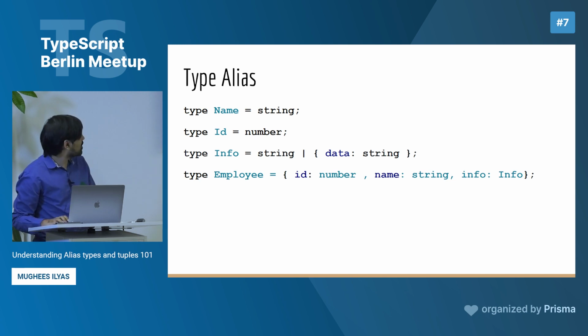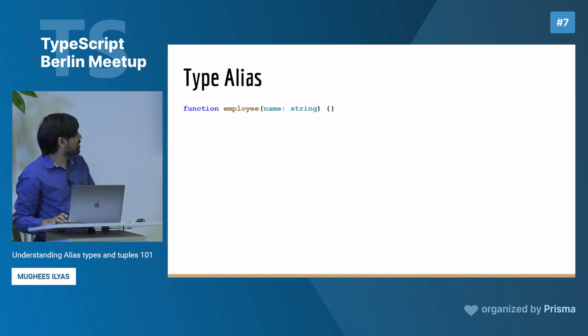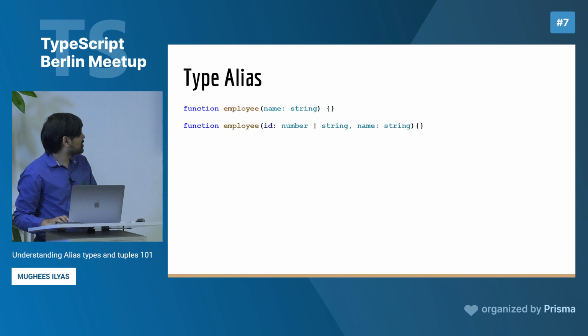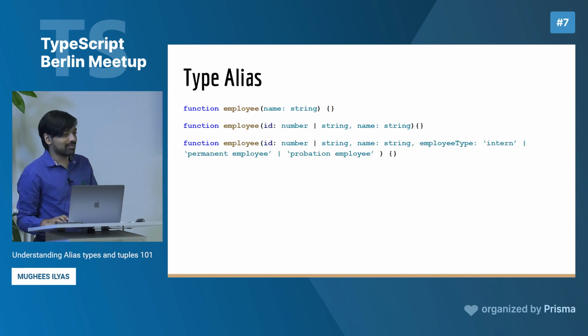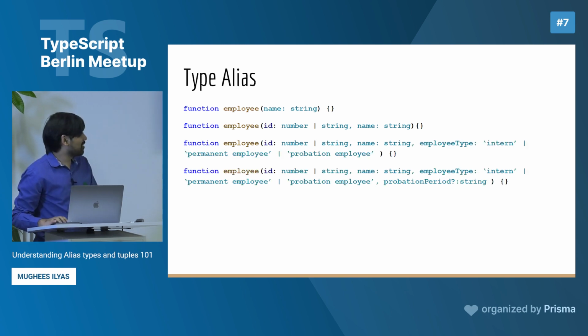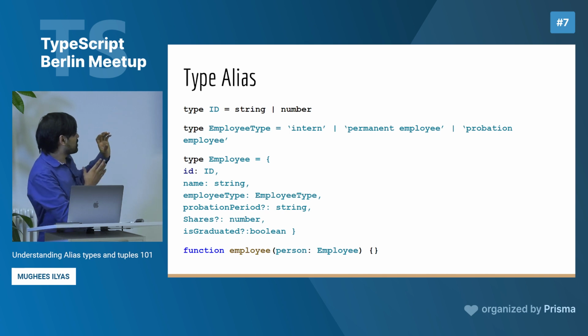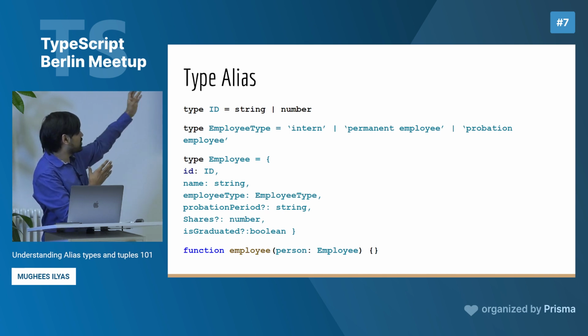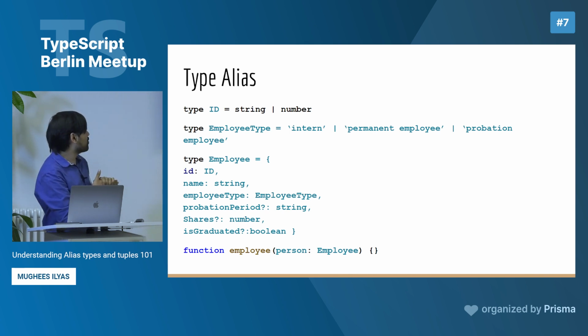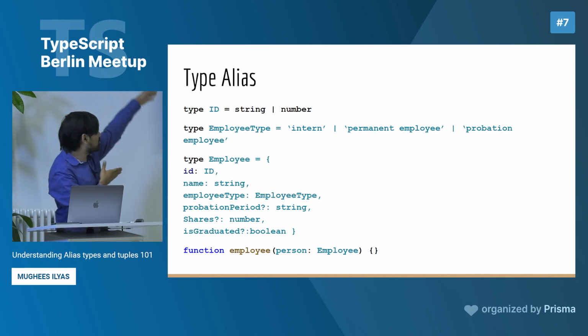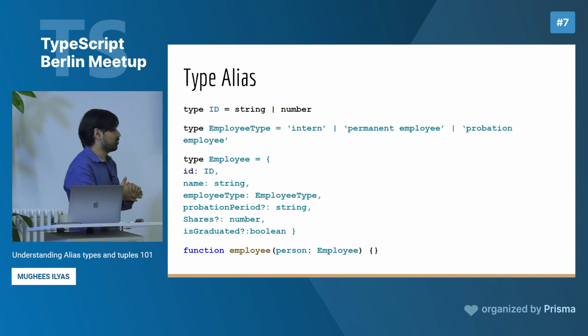So usually when a user starts writing something, they will start writing a function. They will put a parameter in it. As the function grows bigger and bigger, the parameters will start getting bigger and bigger. And then you will see, okay, we need to take them out. You take them out and you create types. Here I just have an employee which has an ID type of string or number, and the employee type can be intern, permanent employee, and probation employee. And then here I combine all these types into one and make a whole type to pass to our function.